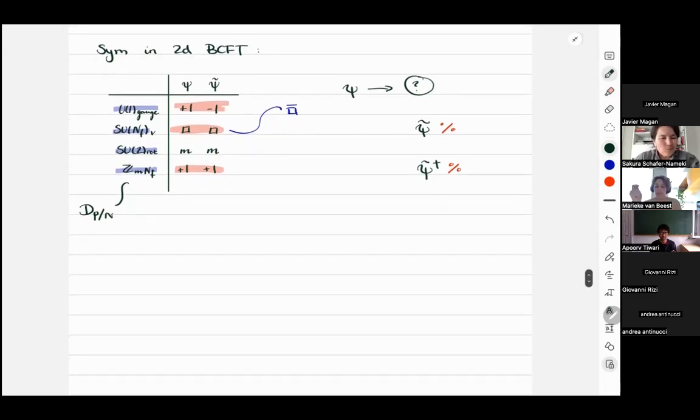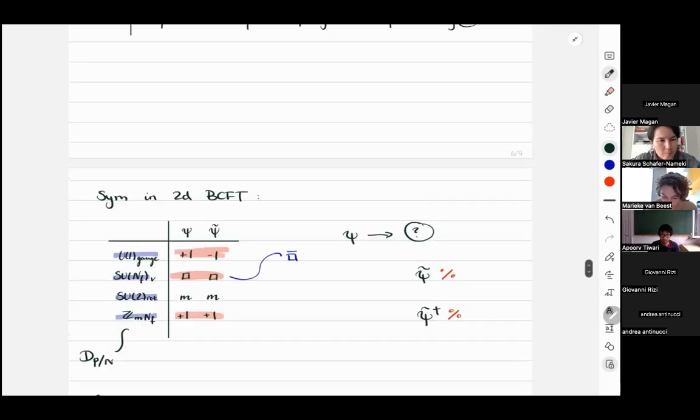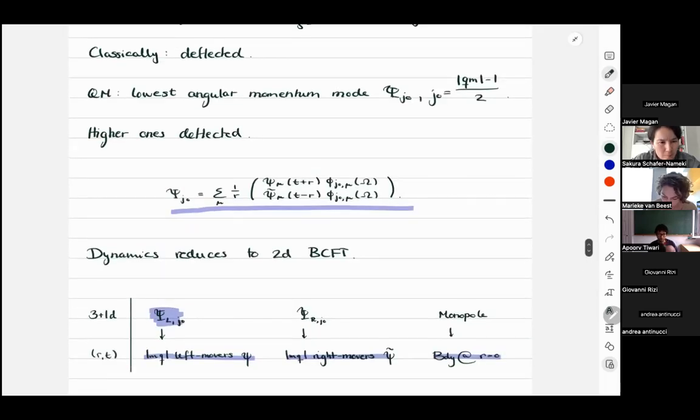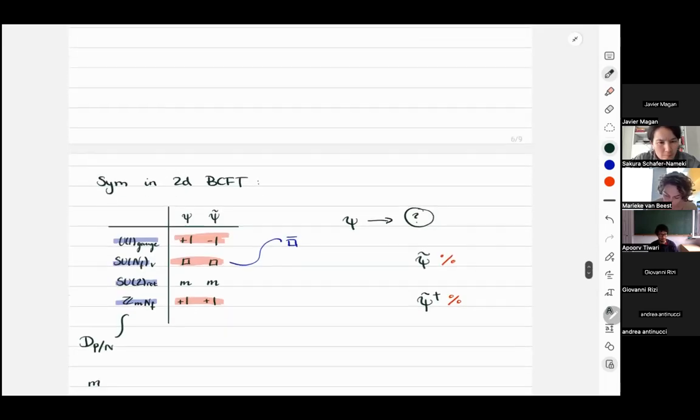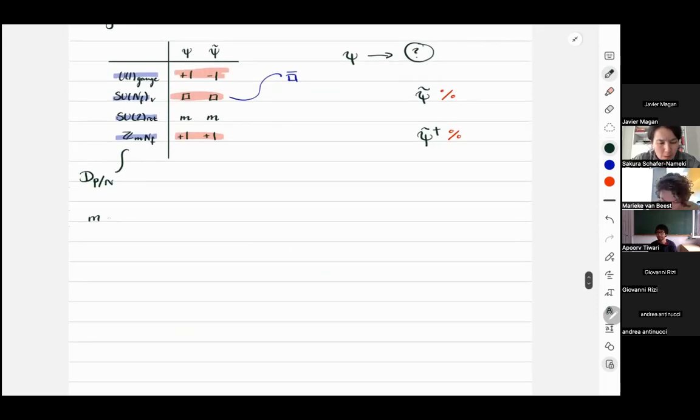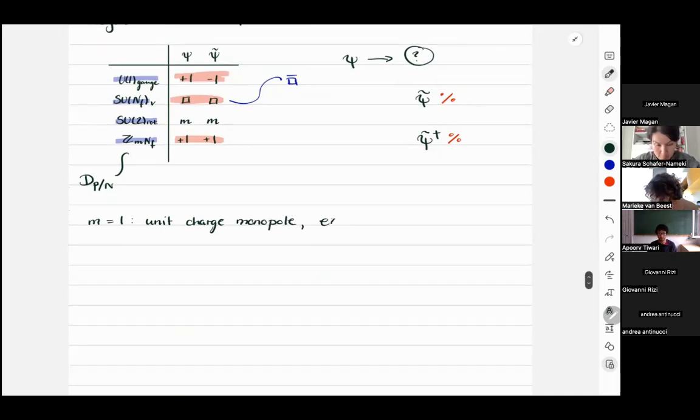So this is an old problem that was studied already in the 80s, and they actually derived and wrote down for the m equals 1 case. Did I switch notation from m to n? I don't know. I do that sometimes. No, I think I stayed consistent this time. So for the unit charge monopole, the explicit boundary condition was written down in the 80s.